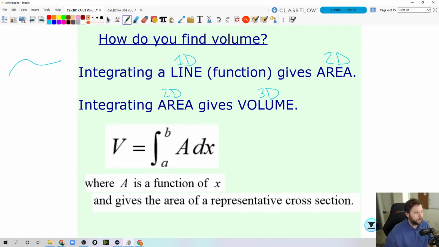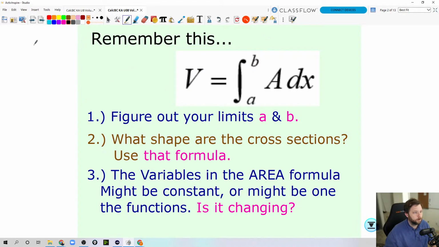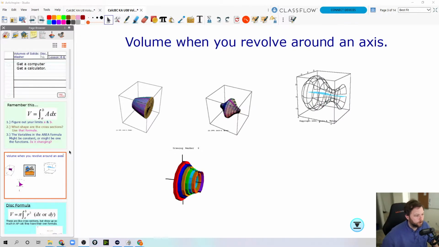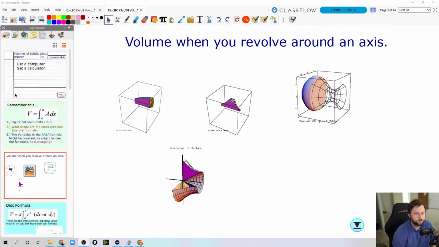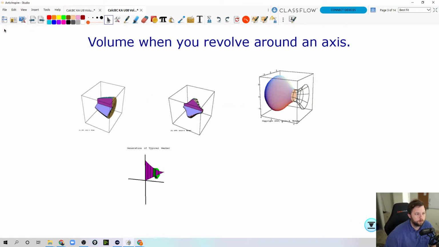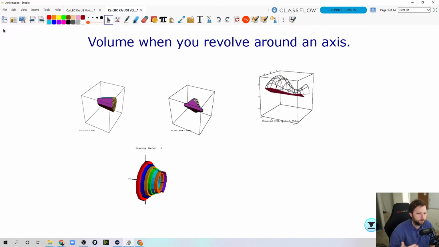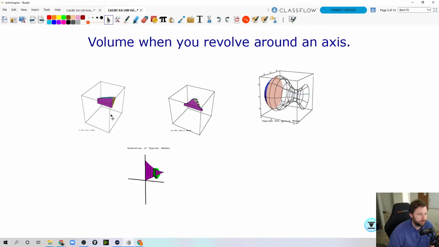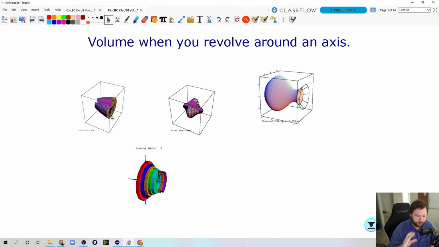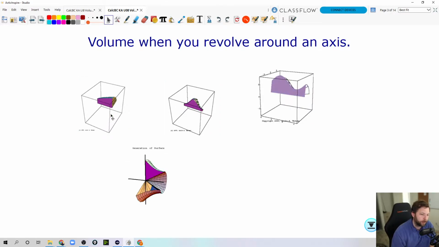Now, what happens if we're not looking at our cross section shapes this time? We're going to be looking at disks, and I want to show you what these look like. All right, so here are some animations. We did cross sections. Now what we're doing here is revolving something around an axis, like maybe the x-axis or y-axis, to create our volume. So instead of just putting shapes as cross sections here, we're revolving. Here are some examples of what this would look like.